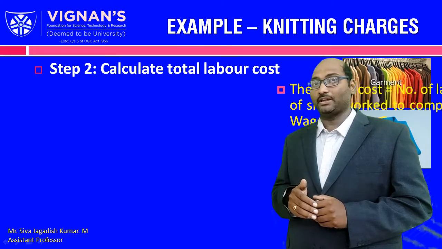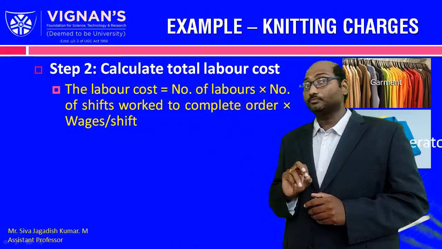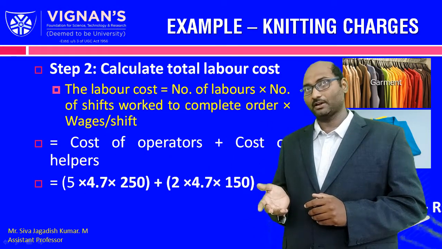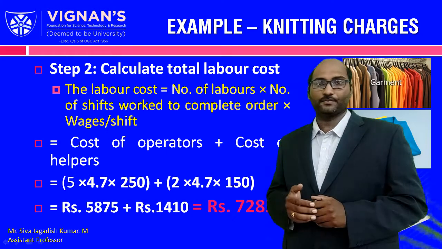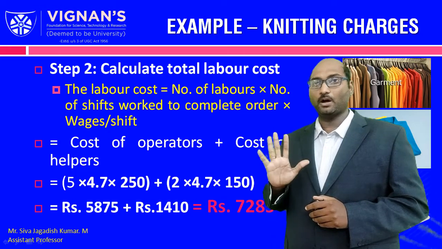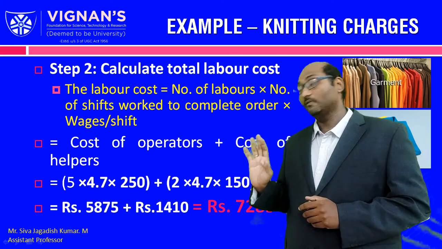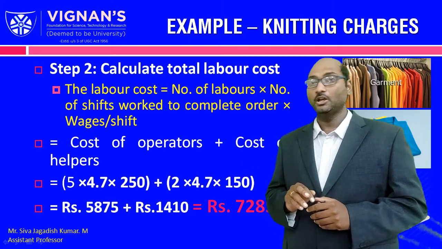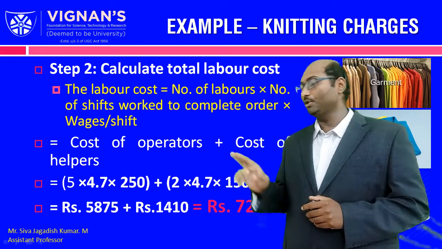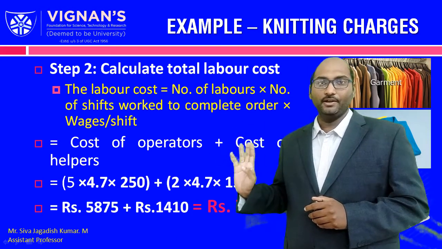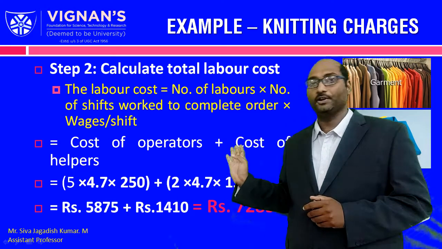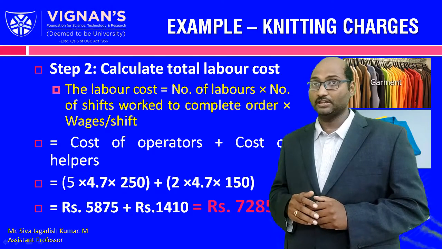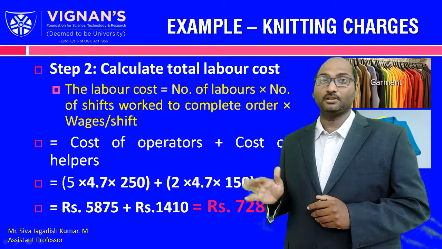The second step is to calculate the labor cost. The labor cost is equal to the number of laborers into the number of shifts worked to complete the order into wages per shift. So 5 operators working for 4.7 shifts at 250 rupees per shift. Similarly, 2 helpers: 2 into 4.7 into 150. That gives 5,875 plus 1,410. So the labor charges are 7,285. This is the direct labor.